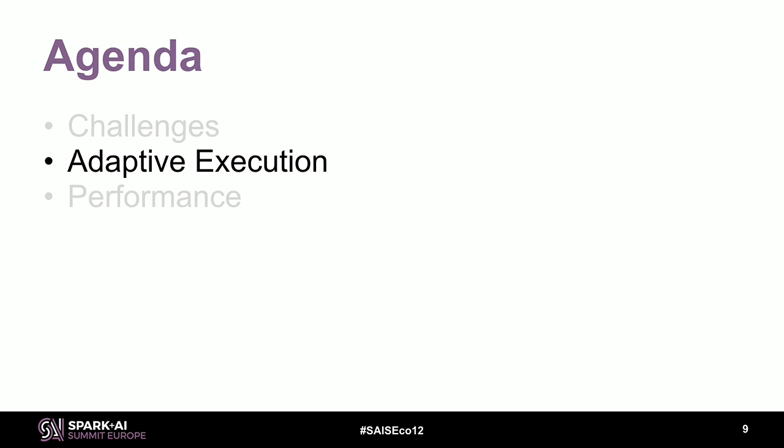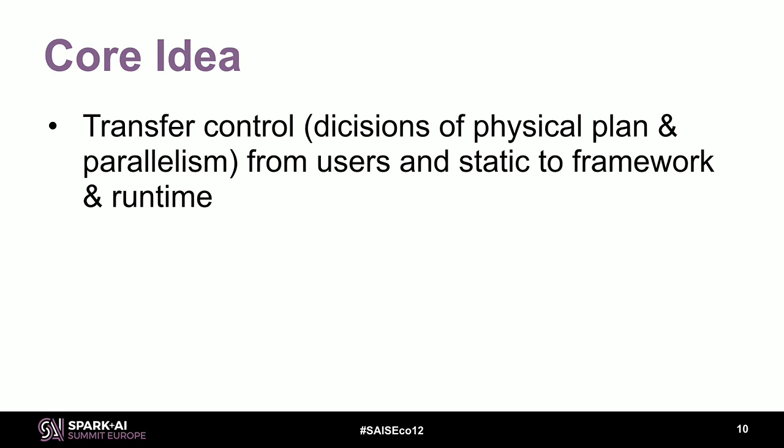We introduce adaptive execution, and I will illustrate how it resolves the issues mentioned. In general, adaptive execution tries to be more dynamic. If we collect runtime information of data and make new decisions based on it, we may get a better physical plan and parallelism. In other words, we transfer control of decisions like physical plans and parallelism from users and static planning to the Spark SQL framework and runtime.